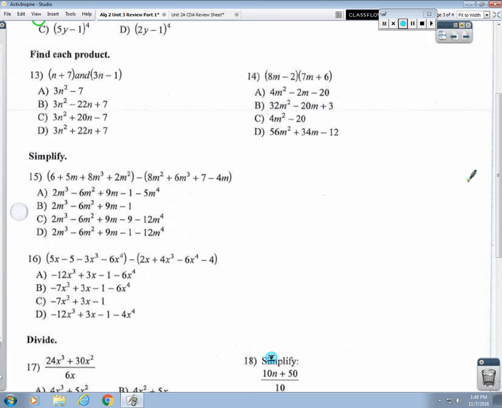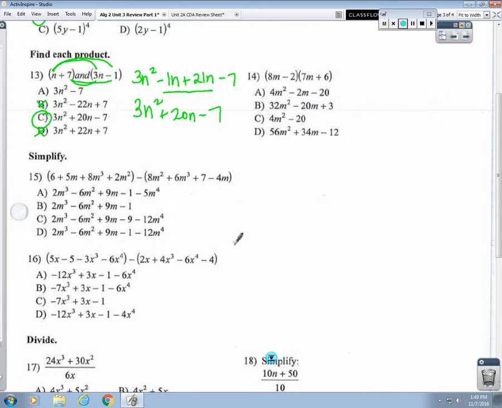Okay, number 13. Find each product. So what are they wanting you to do here? By what method? Okay, so n times 3n is 3n squared. N times negative 1 is negative 1n. 7 times 3n is positive 21n. And 7 times negative 1 is negative 7. Okay, so 3n squared just drops because it's the only n squared term, as does negative 7. It's the only constant. So that eliminates B right there, and D, because you know it has to be minus 7. And then what does the middle term become? Positive 20. So it's C.